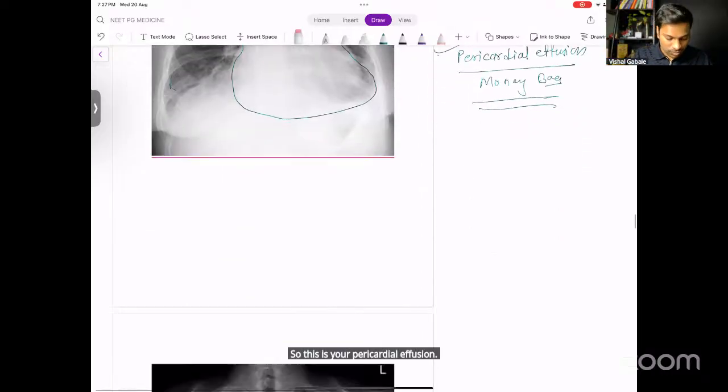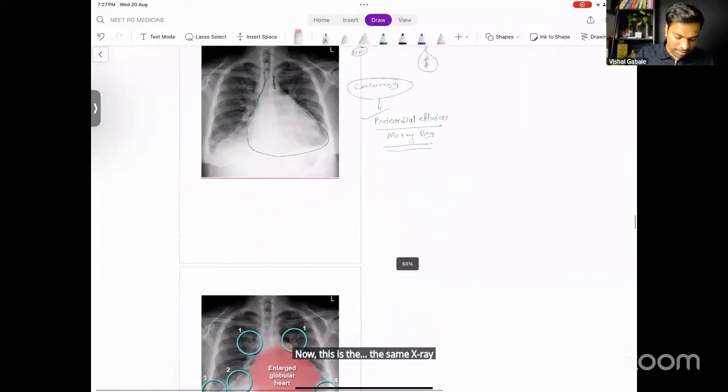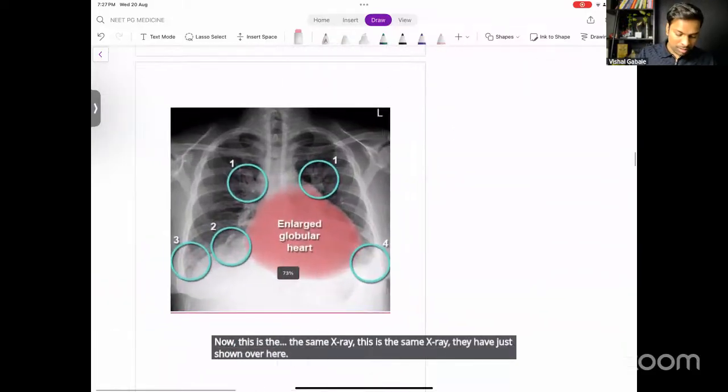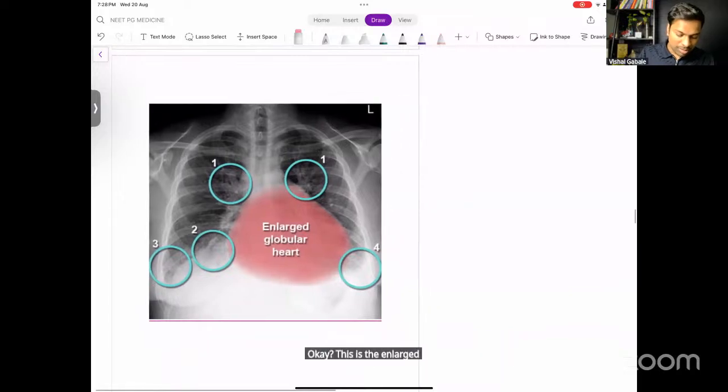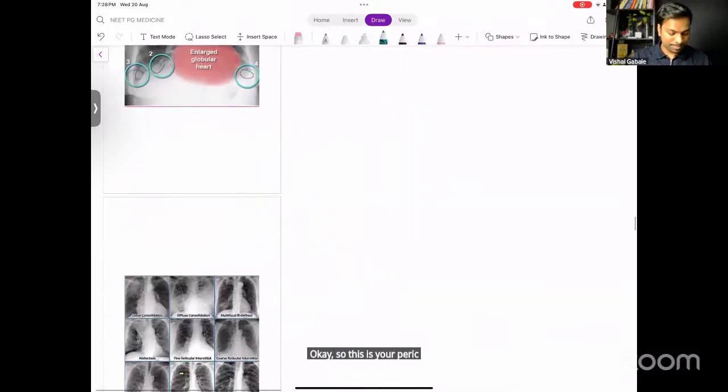Understand? Okay. Now, this is the same X-ray they have just shown over here. This is the enlarged globular heart, and these are the vessels they have shown. So this is your pericardial effusion.